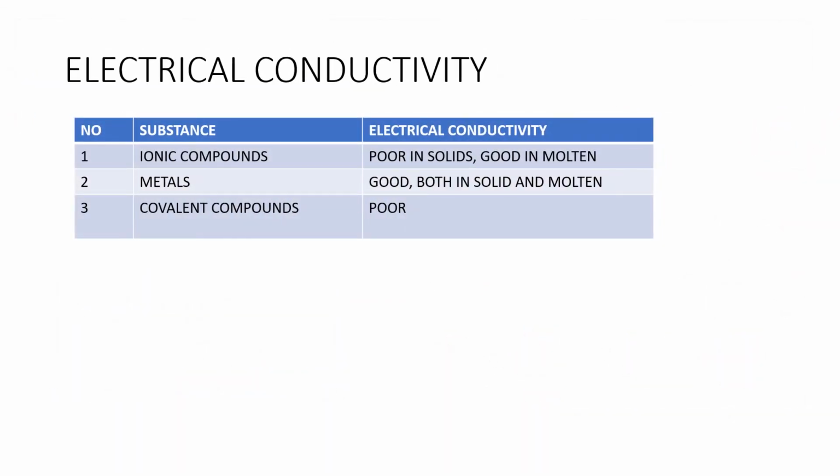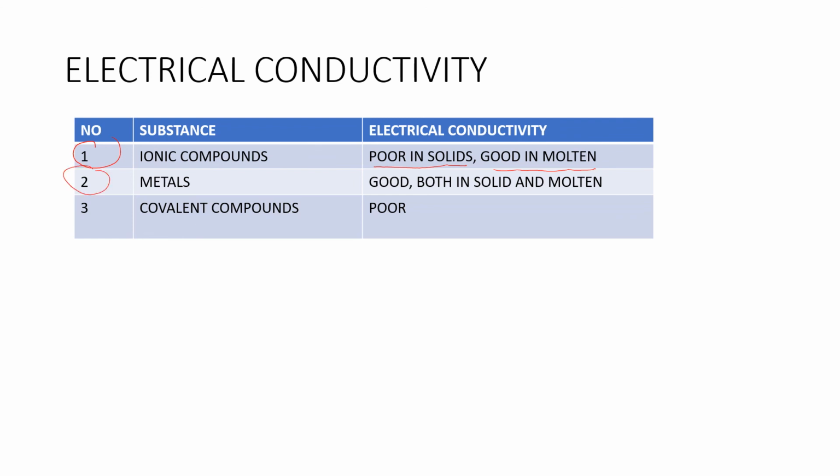The last, electrical conductivity. For ionic compounds, it is poor in solids because the positively and negatively charged ions are closely packed together. They cannot move, just vibrate. But it is good in molten state because the ions in the melt can move freely.